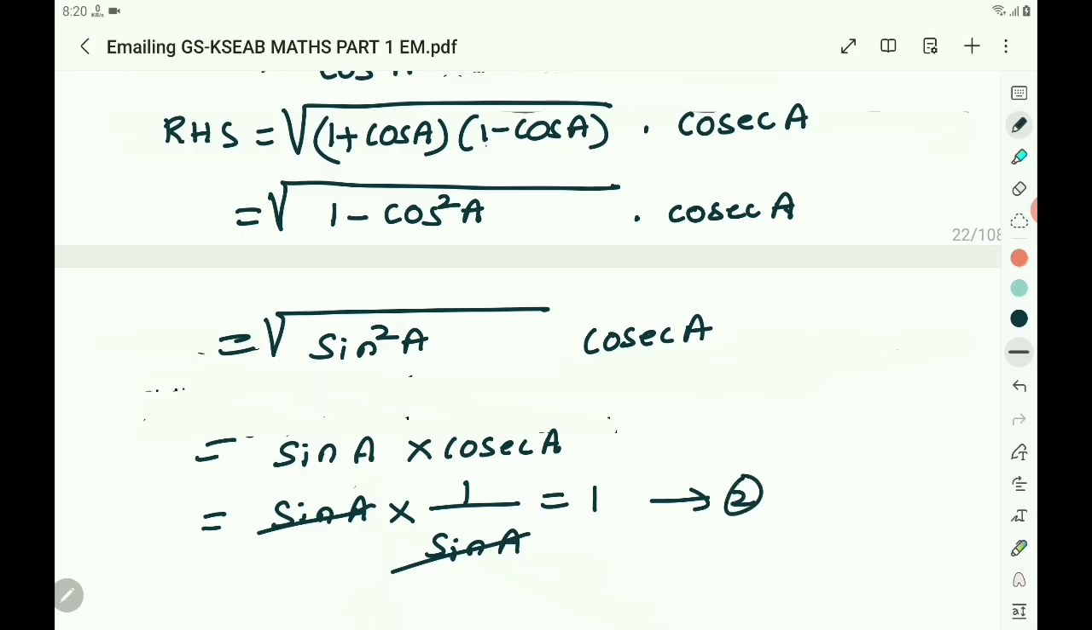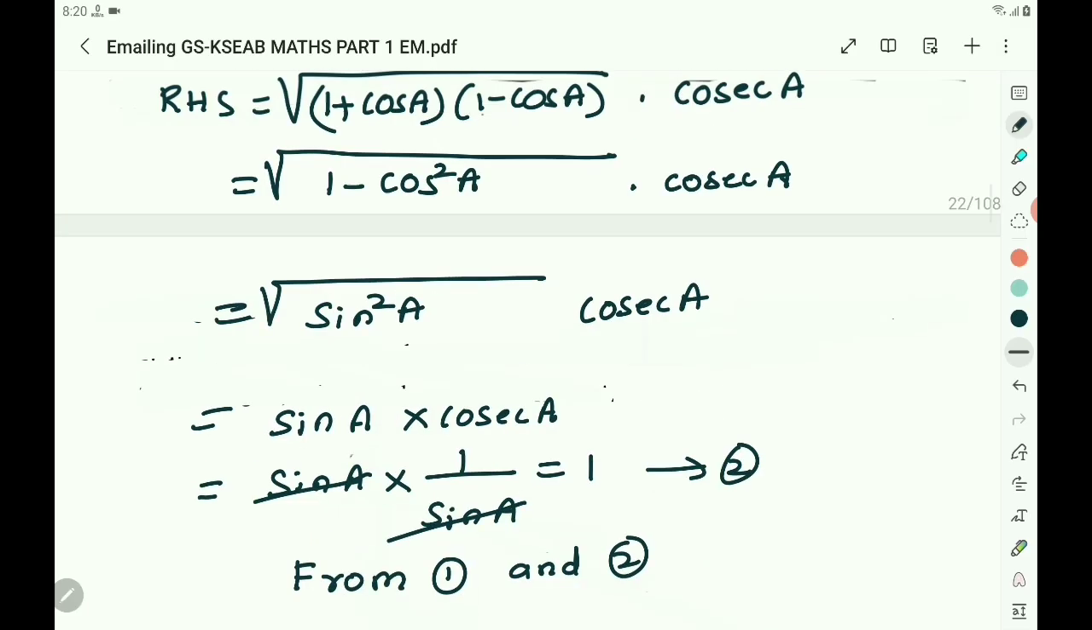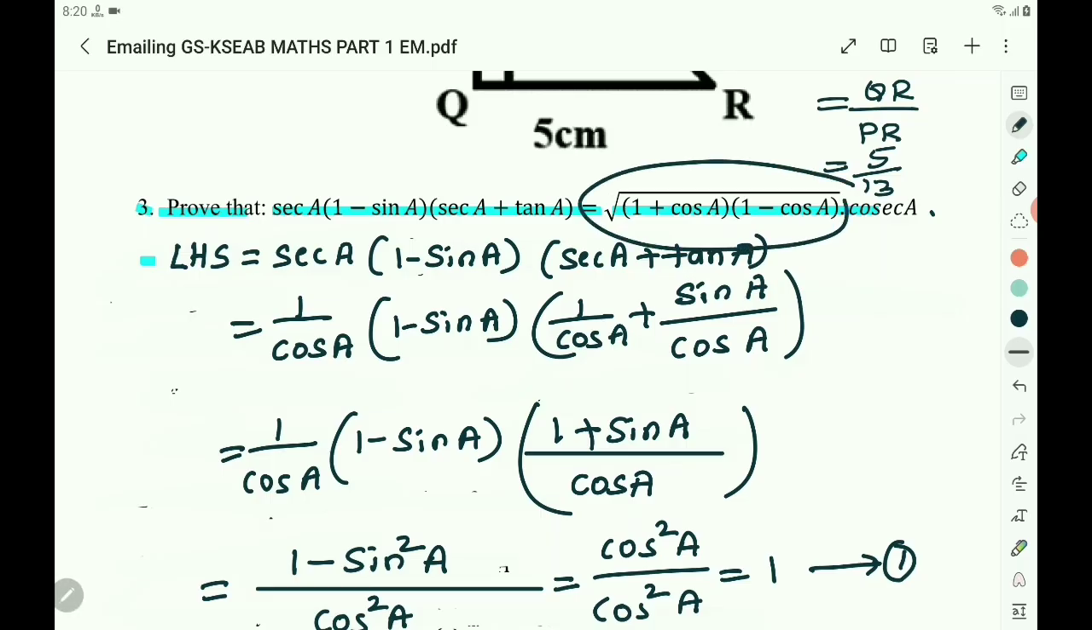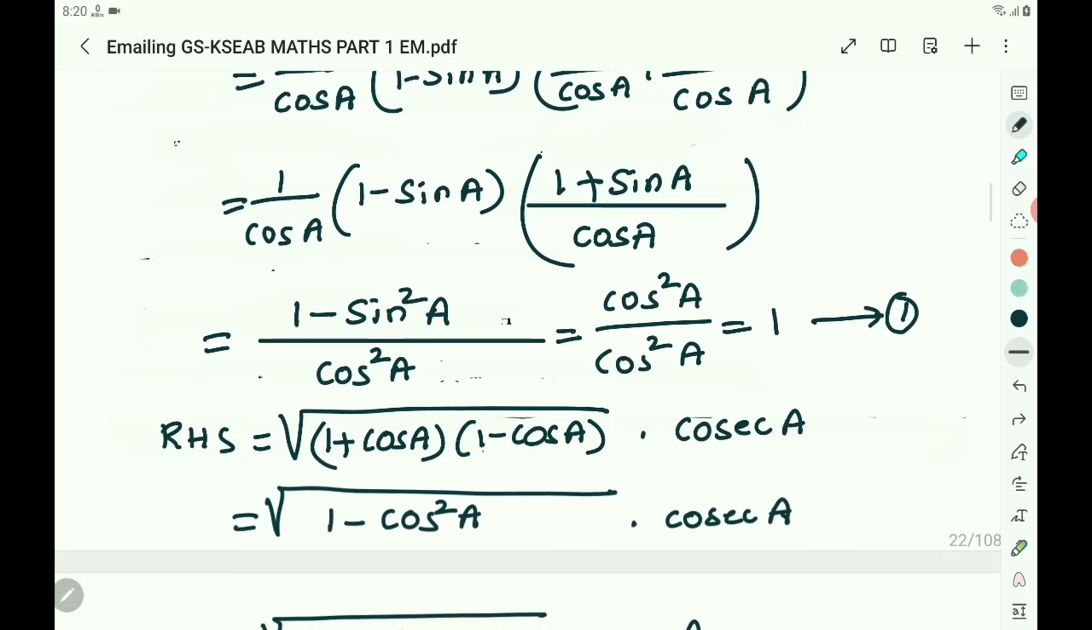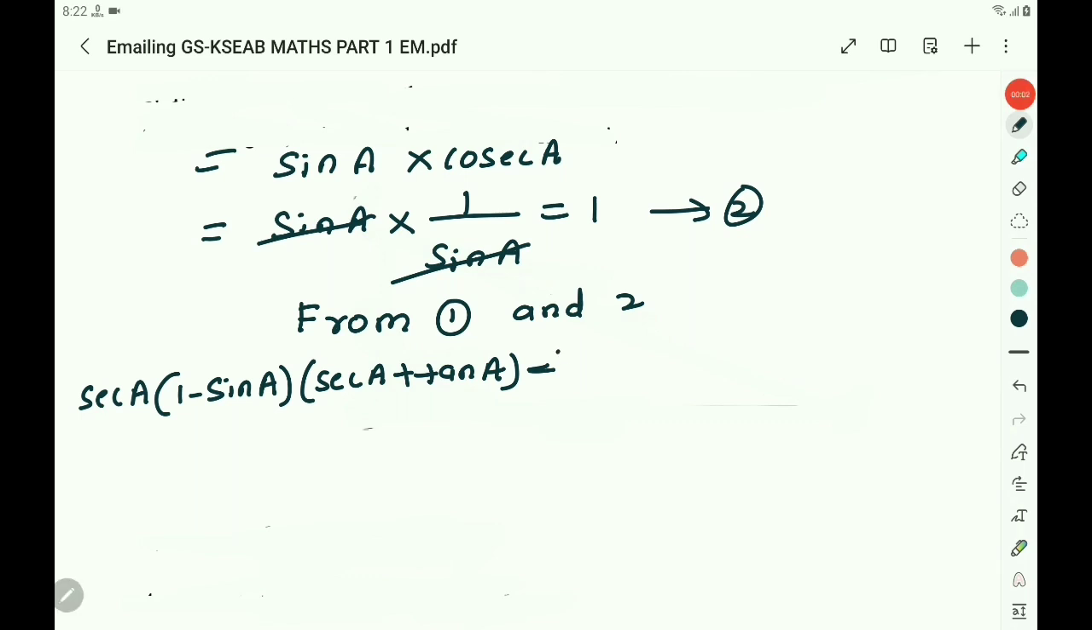Now you take, this is 2. From first and second, you write secant A into 1 minus cos A into secant A plus tan A is equals to whole root 1 plus cos A into 1 minus cos A into cosec A. Then you write secant A into 1 minus sin A into secant A plus tan A equals whole root 1 plus cos A into 1 minus cos A into cosec A.